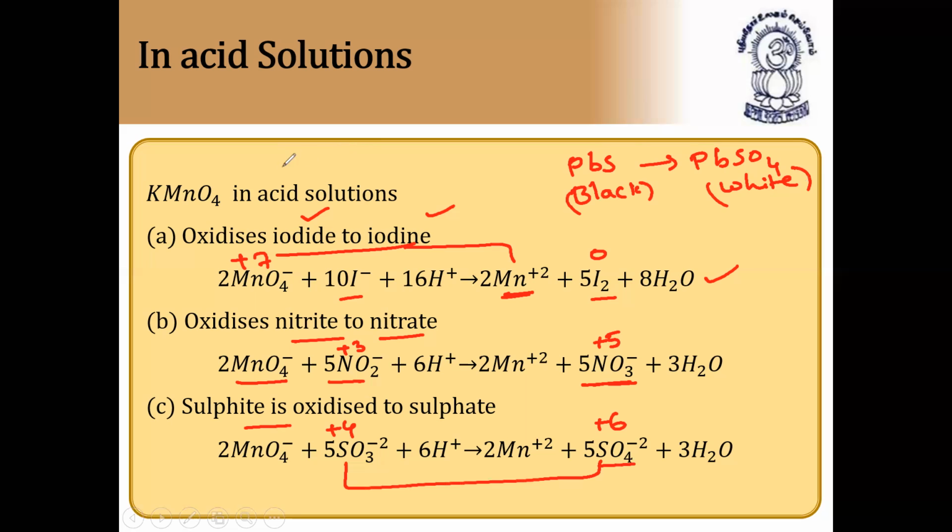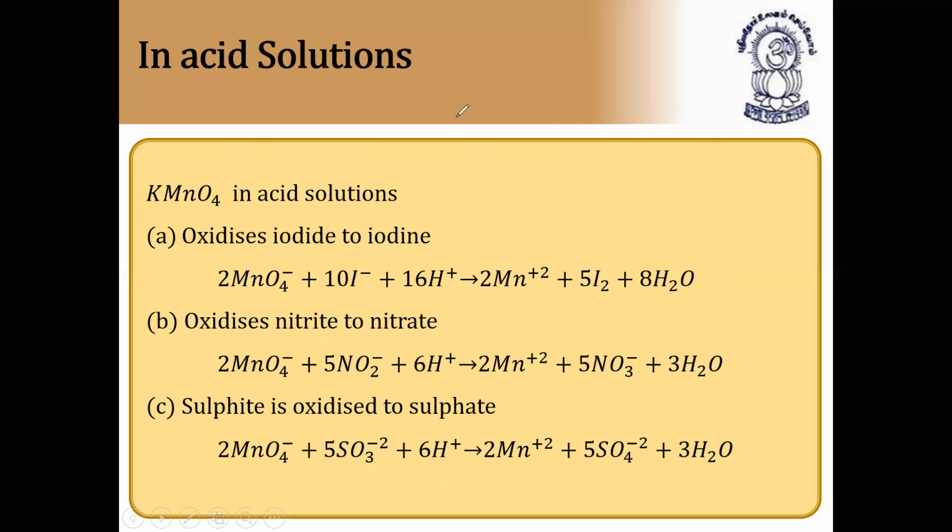So potassium dichromate and potassium permanganate are good oxidizing agents. Some more reactions we'll see. Continuation.